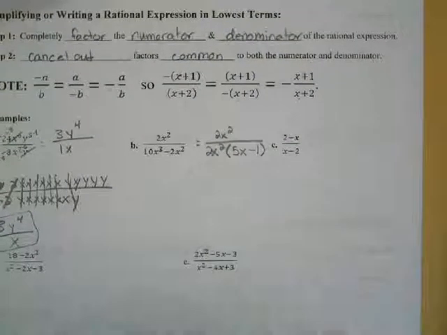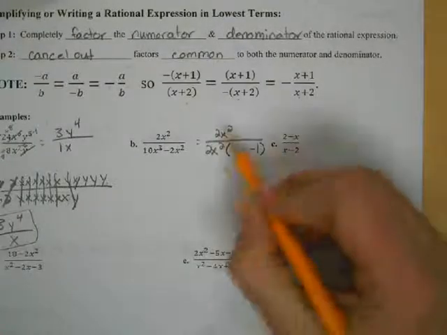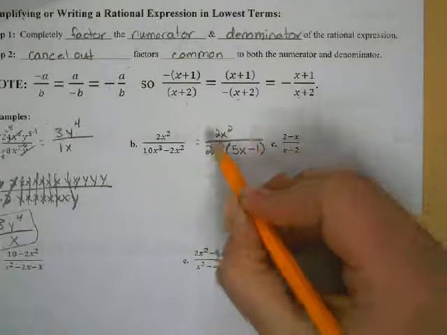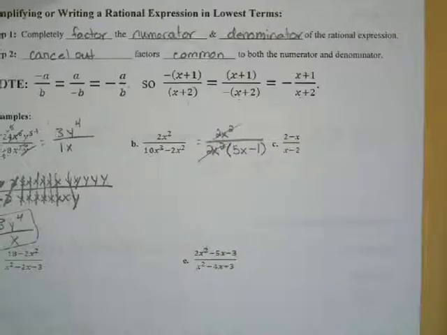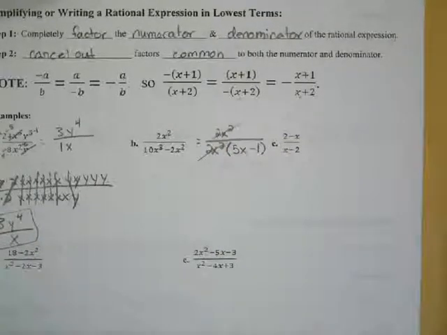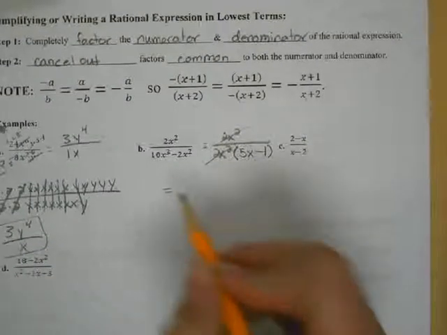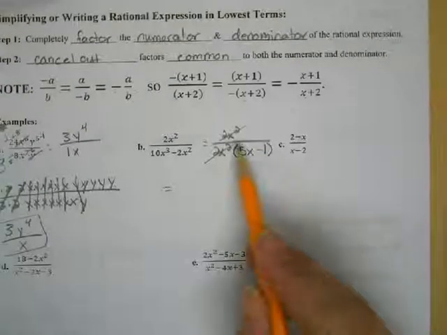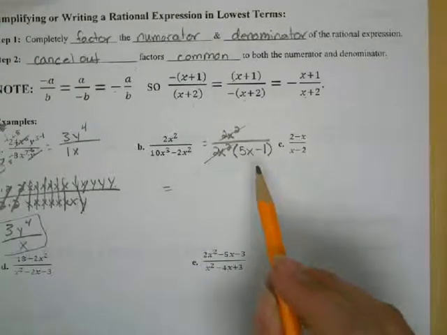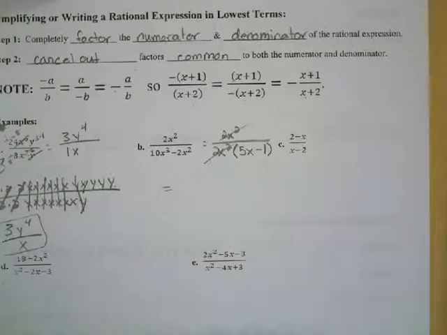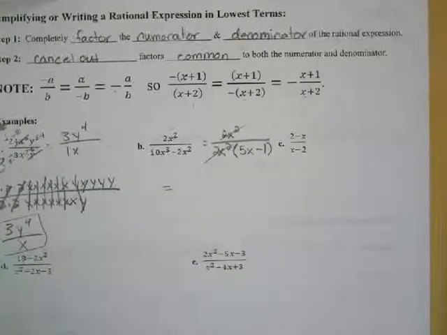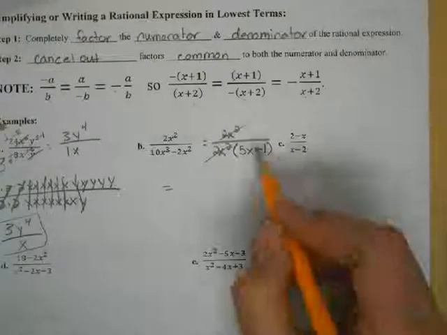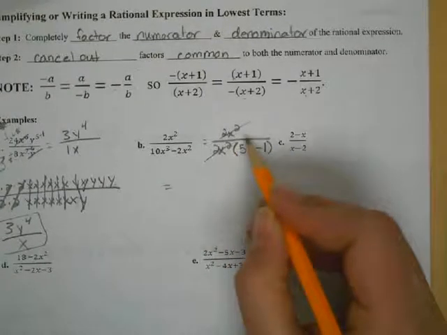From there, you just have to see what cancels out. I've got a 2x squared and a 2x squared. Those are both gone. Now, be very careful here. All I have left is this 5x minus 1. But the 5x minus 1 is in the denominator. It's on the bottom, and it needs to stay on the bottom. I can't let this thing magically float its little happy way back up here.